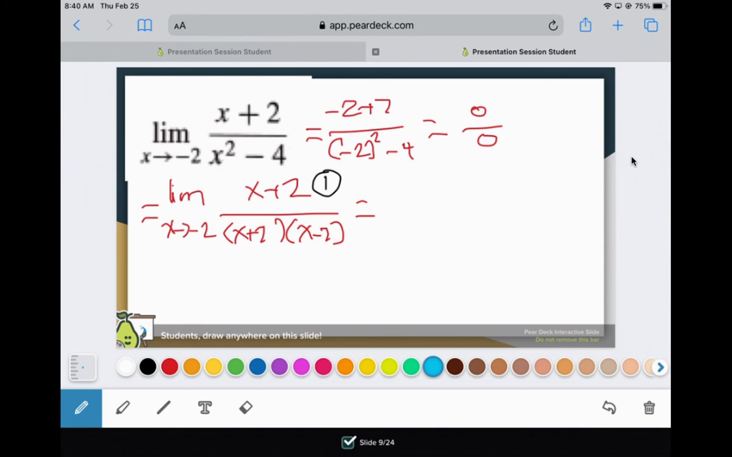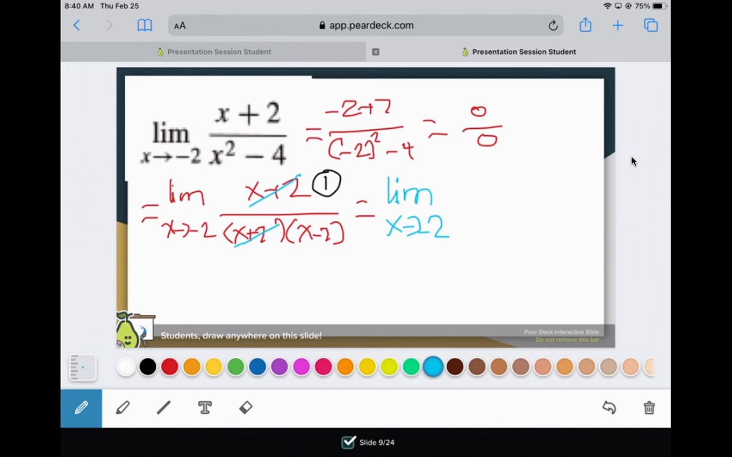Anyone else besides Jessica? X plus 2, right? Because that's the one that is the same. So I'm canceling out the one that matches. Thank you. So with the limit, again, I have not done direct substitution yet. So I have to write out the limit notation, okay?